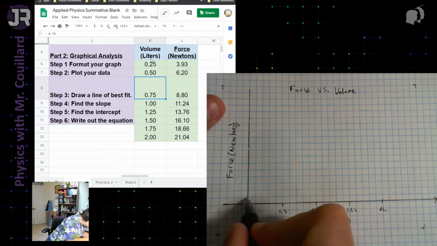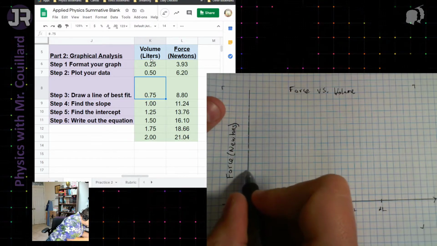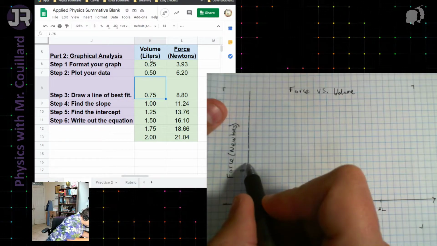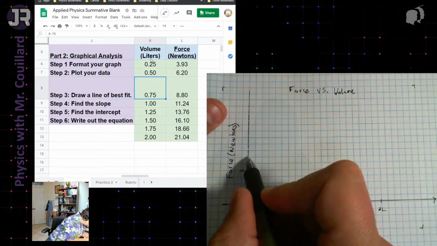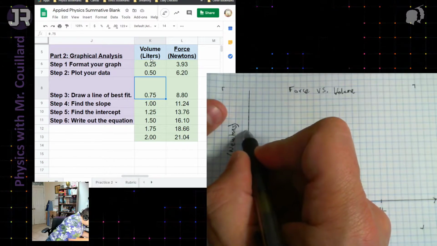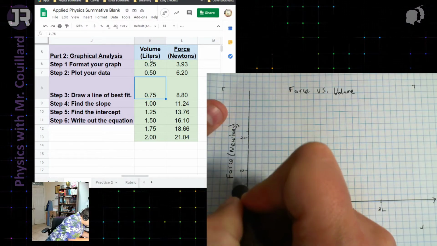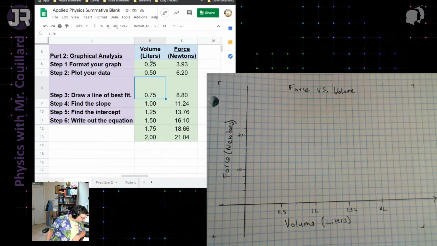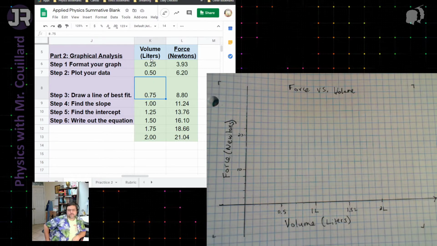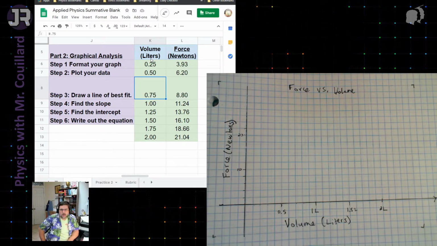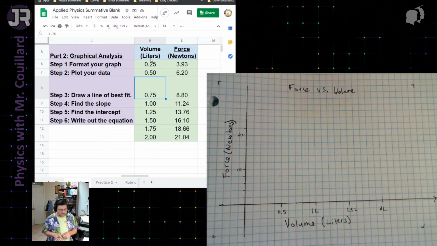So if we go up by 2, so we do 2, 4, 6, 8, 10. And you probably could have made better use of space if you'd figured this out ahead of time. 12, 14, 16, 18, 20, 22. So 20 newtons there, 10 newtons there. We're going up by 2s each time. Okay, so that gives us a scale that will fit our independent and dependent variables up to our max range.